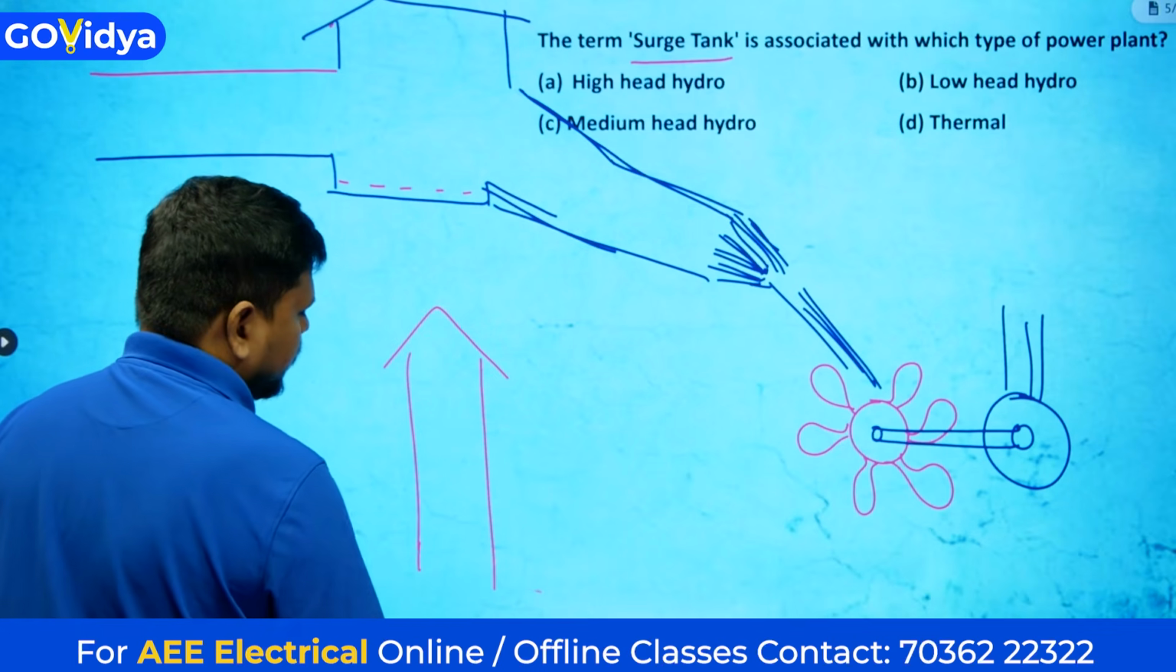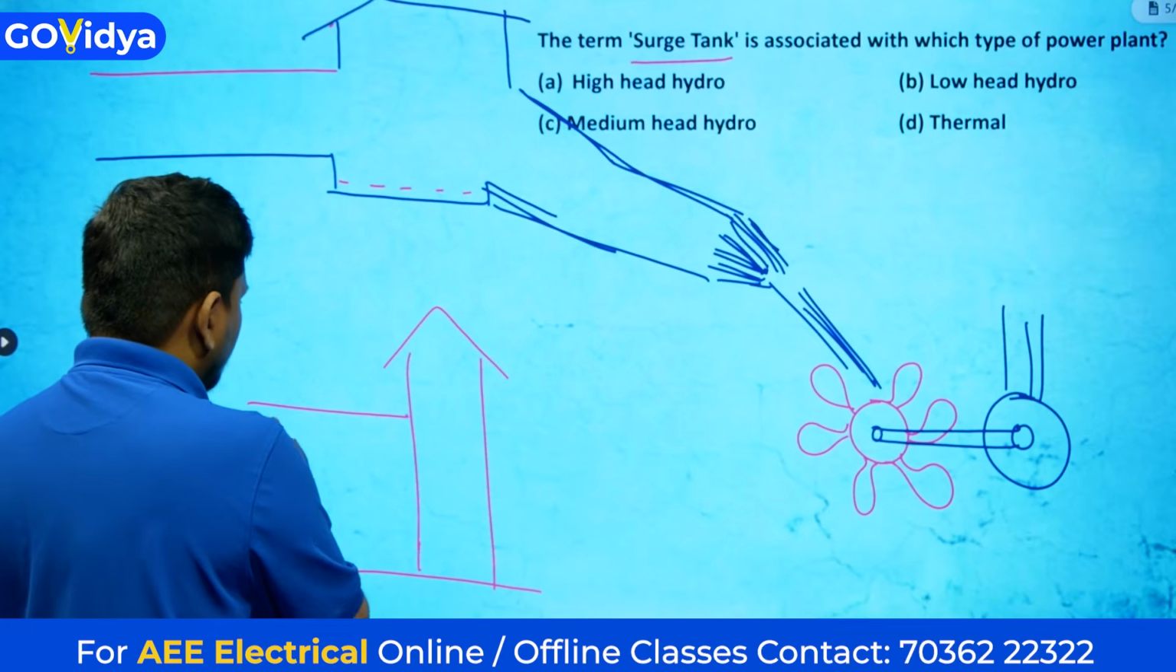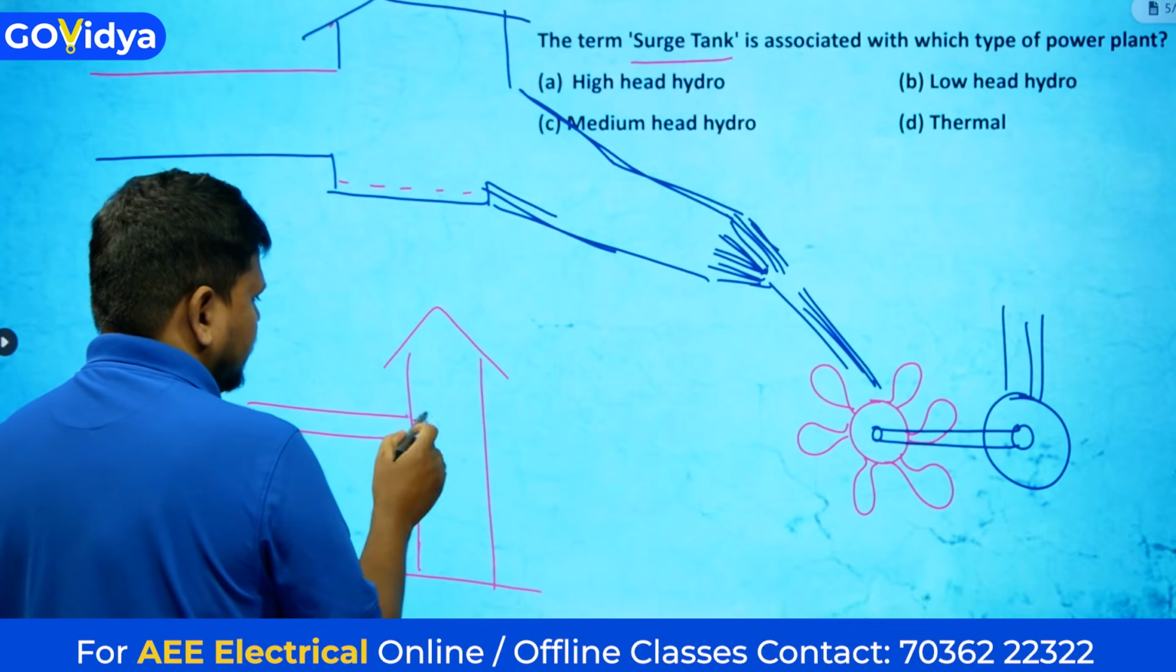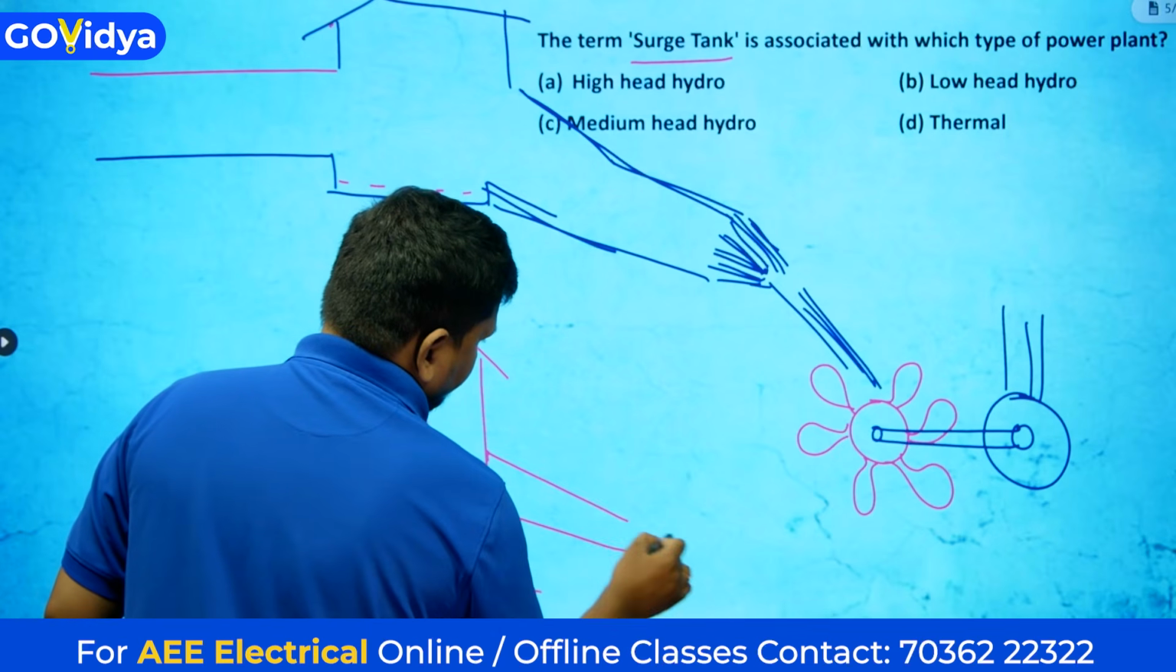Okay, so the tank will be like this. On one side there will be a tunnel like this coming inside, so water will come inside. On another side there will be this penstock.